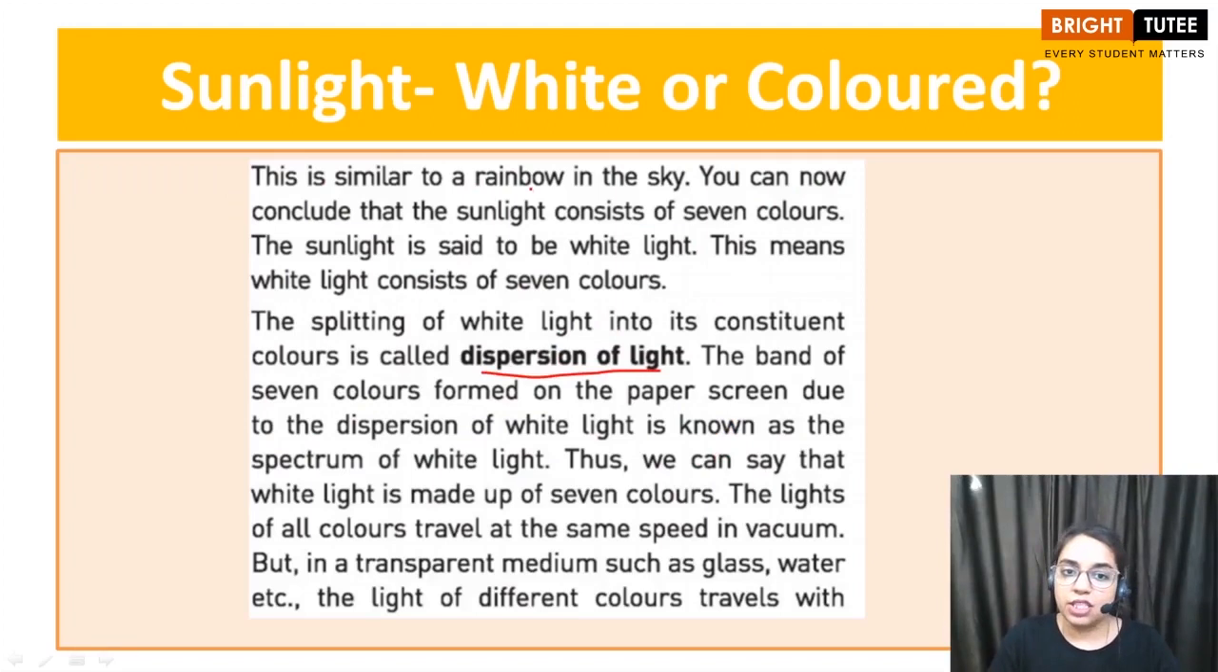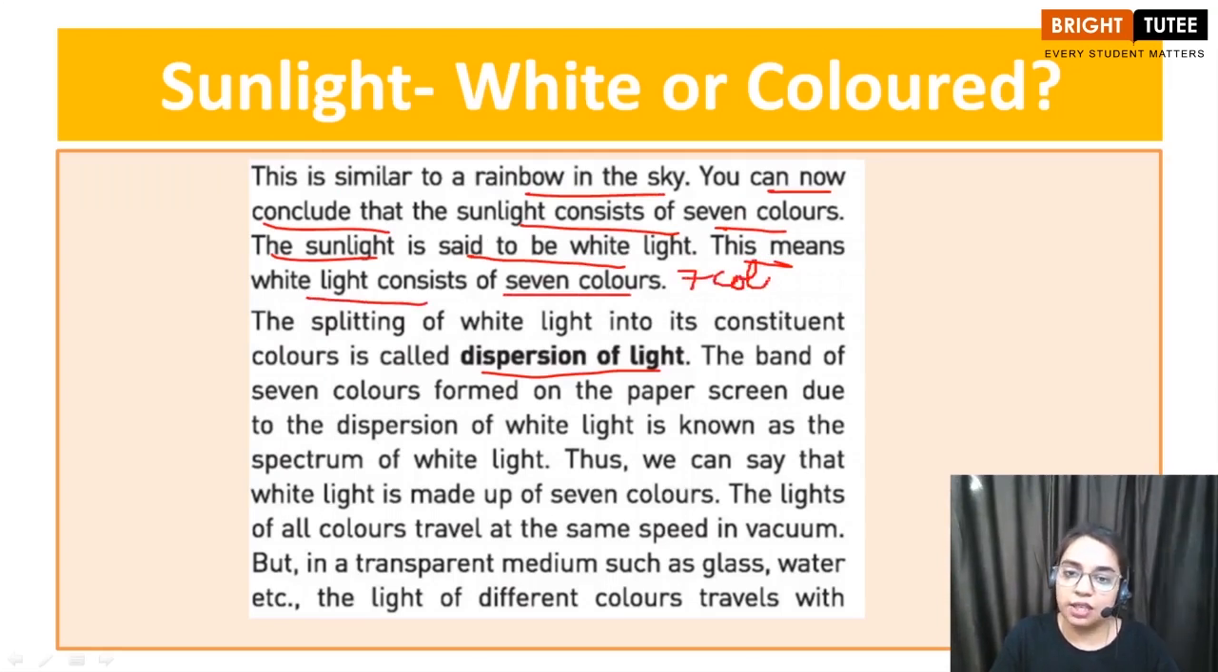Okay, this is similar to the rainbow in the sky. You can now conclude that sunlight consists of 7 colors. The sunlight is said to be a white light. This means that white light consists of 7 colors. Okay, white light is a mixture of 7 colors.